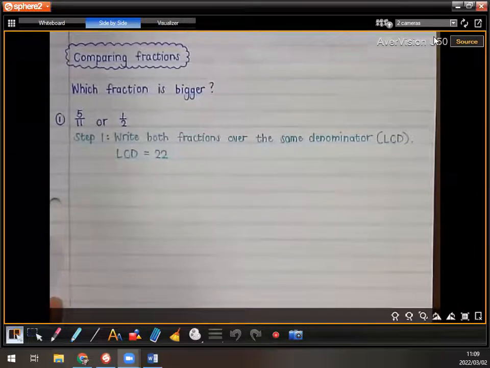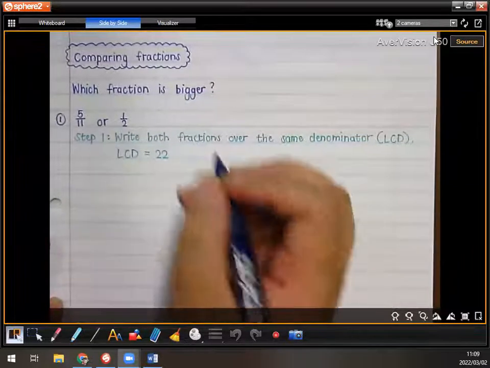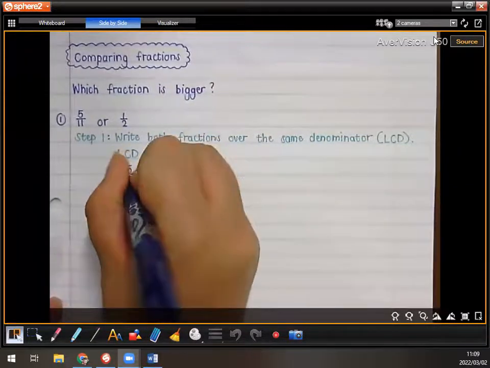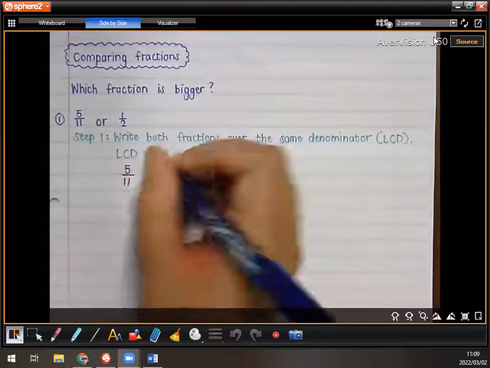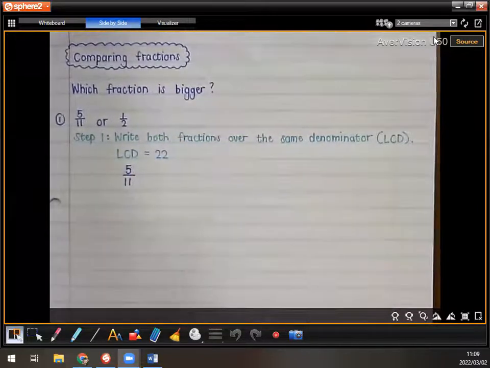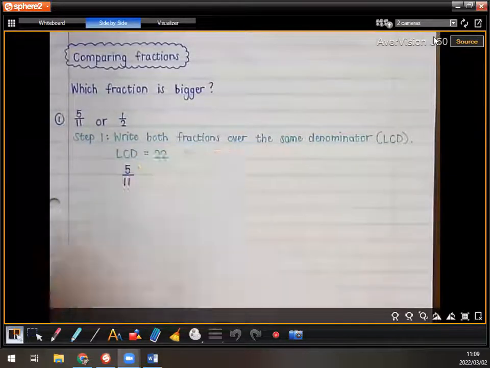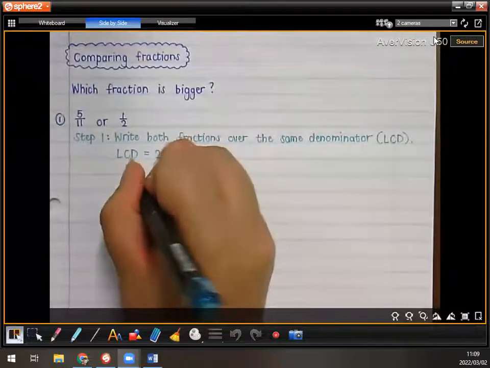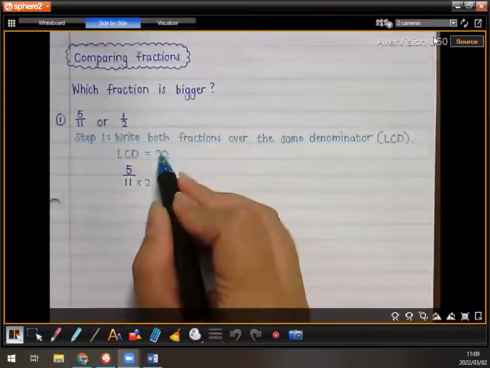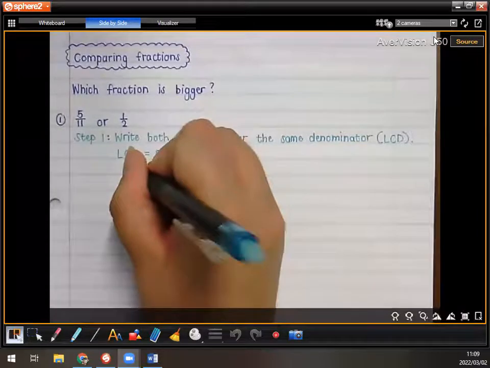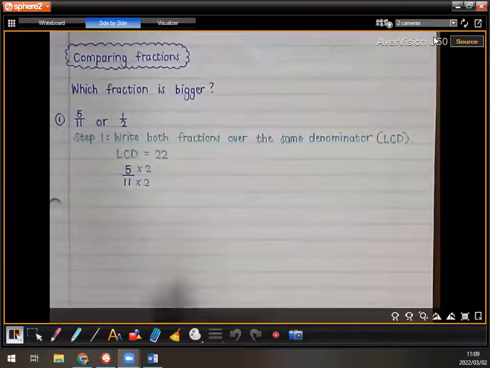Just going to go over to this graph with blue pen. So 5 over 11, guys, you have to write them separately now. Okay, 5 over 11. What do I multiply 11 by to turn it into 22? 2. So I'm going to multiply the bottom by 2 because I want it to be 22, right? Then I'm going to do the same thing at the top.